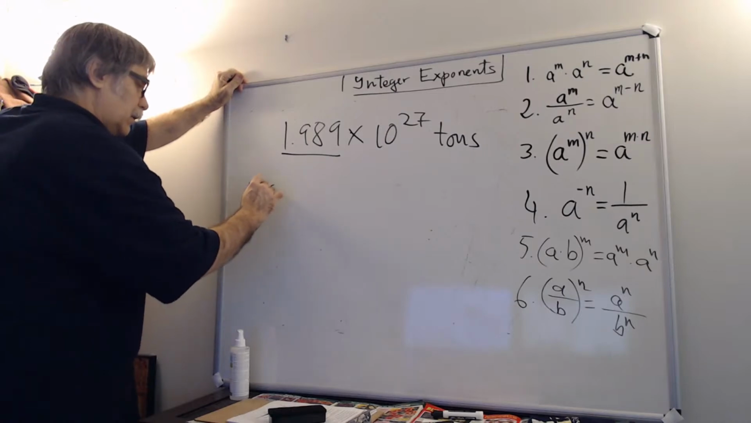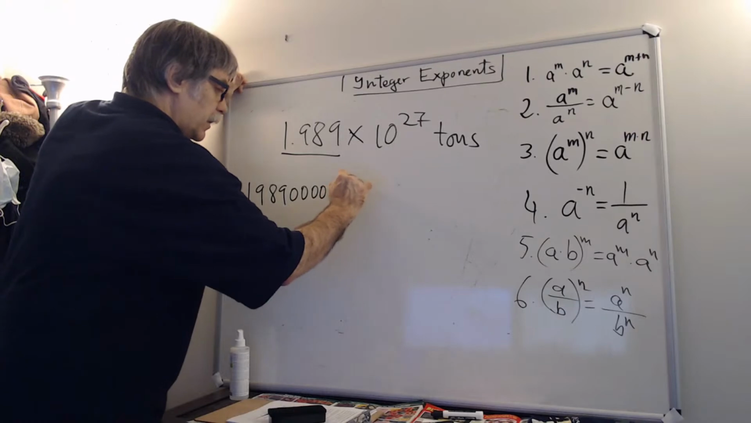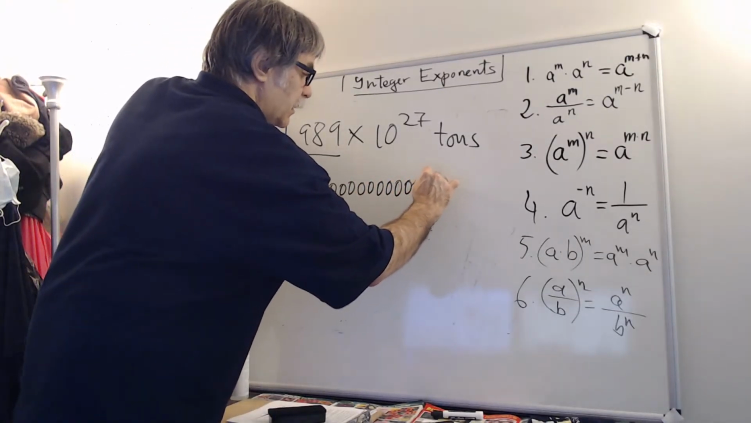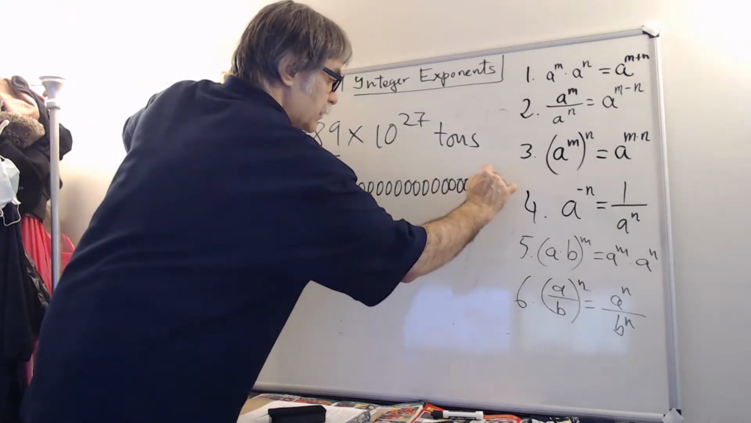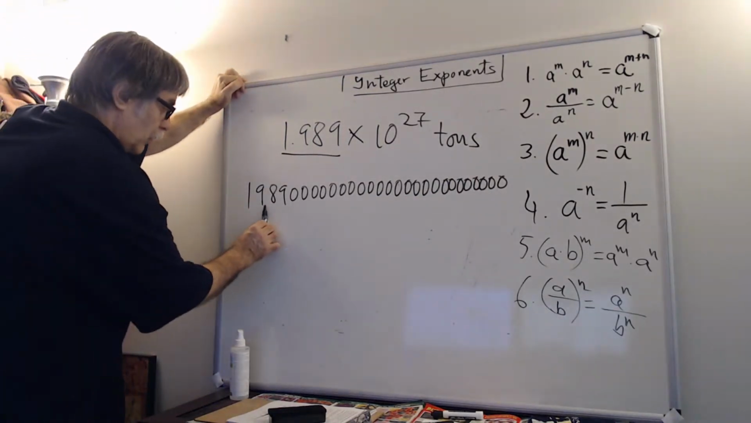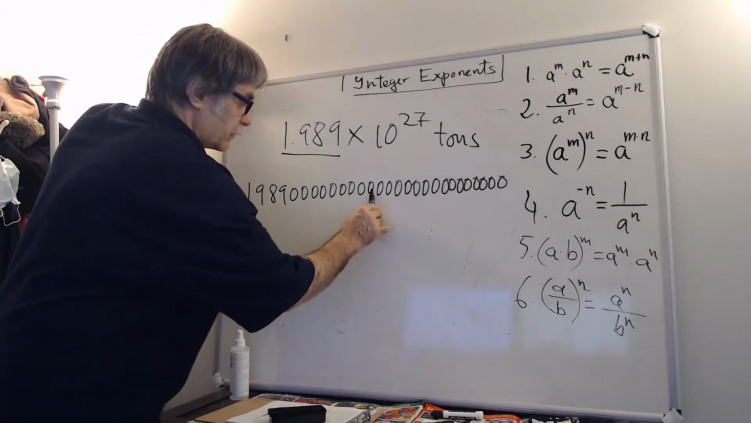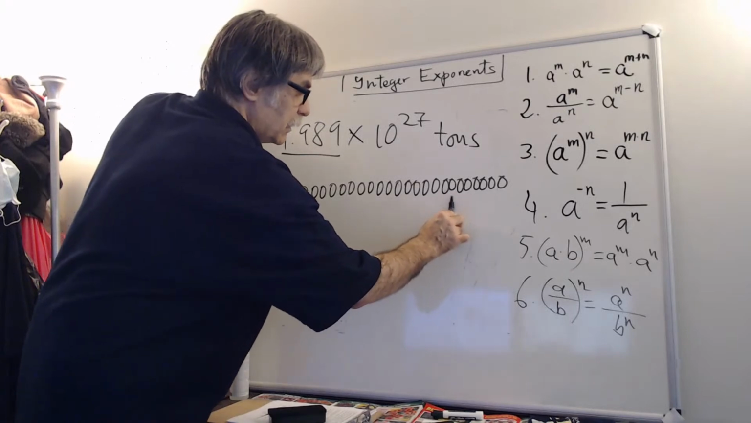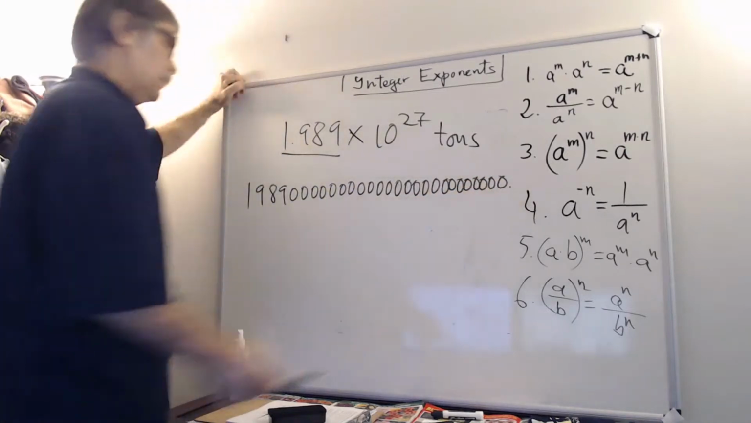1, 2, 3, 4, 5, 6, 7, 8, 9, 10, 11, 12, 13, 14, 15, 16, 17, 18, 19, 20, 21, 22, 23, 24, 25, 26, 27. All right, so we check it out. 1 through 20, then 1 through 7. Perfect. Okay?